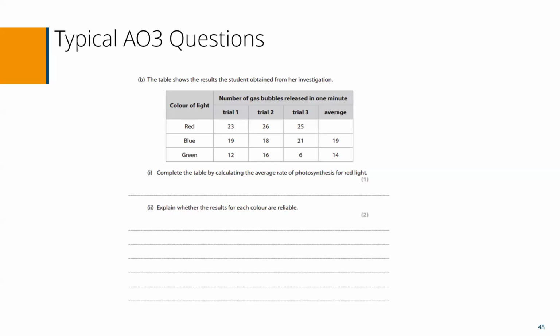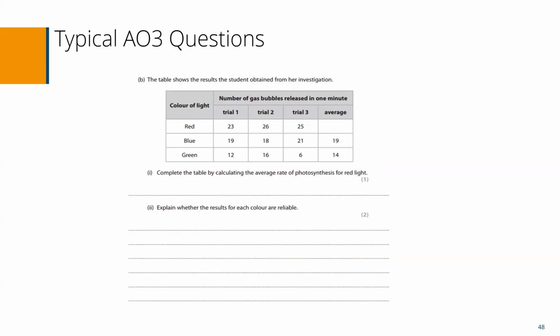Okay, so let me just check. So average, you add the 3 together and divide by 3. So is that how they got 19? Yeah, that works. So I need to add together 23, 26, and 25. I'll write down that total just in case I make a silly mistake, and then divide it by 3, and then put my answer in the box.